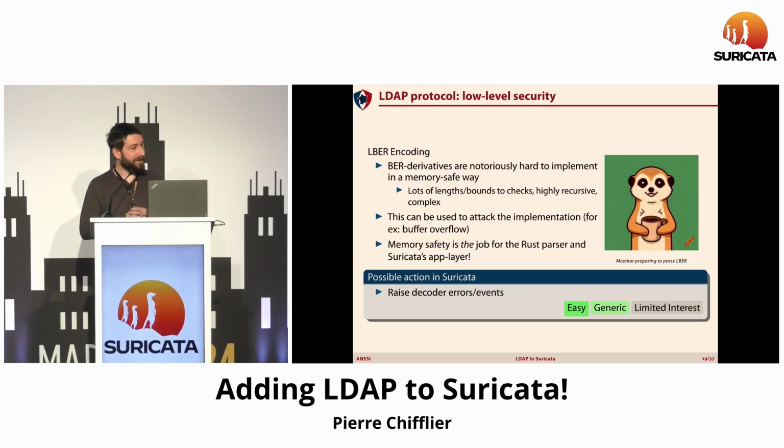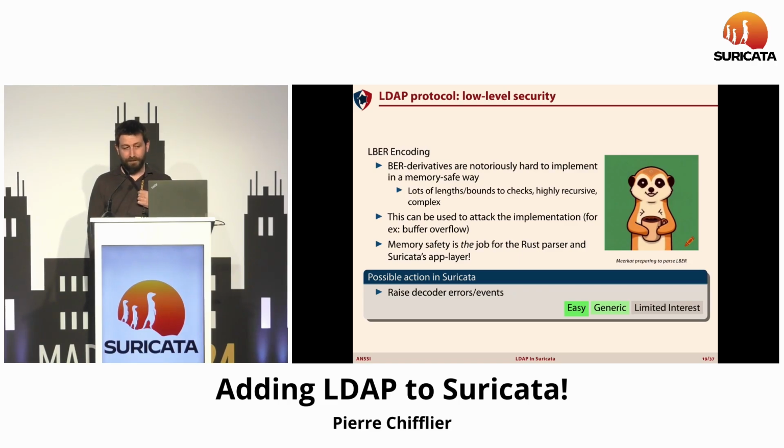So you can, for example, BER is very complex. There are lots of bounds to check. Every parser in C is what I usually call a piñata of vulnerabilities. You shake the parser and many vulnerabilities fall. So it's great for security guys. Implementing the BER parser was just the ideal job for Rust, because it's memory safe. So I did that in Rust. I'm quite happy with it.